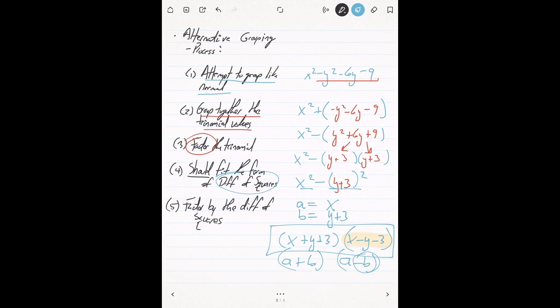Really, you have two methods now for grouping. First, attempt to group like normal. And if that doesn't work, hope that this method does. This method says, okay, instead of grouping pairs together, we're going to try to group a trinomial together. And then we hope that that trinomial factors so that we end up with a difference of squares. Will that always work? Not necessarily, but these are the two methods that we can try to use.